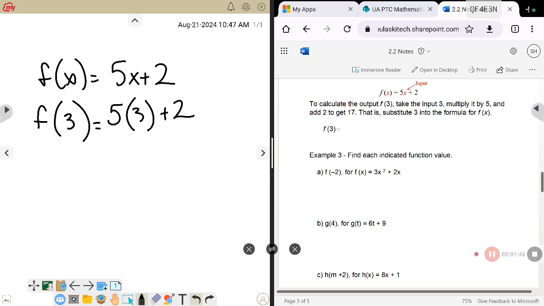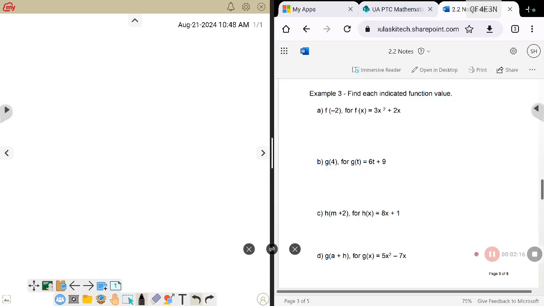Now we're going to do the machine part of this operation, which means do the math. So 5 times 3 gives me 15. Bring down that plus 2. So now I have 15 plus 2, which gives me 17, which means f of 3 equals 17. All right, let's look at this next example.